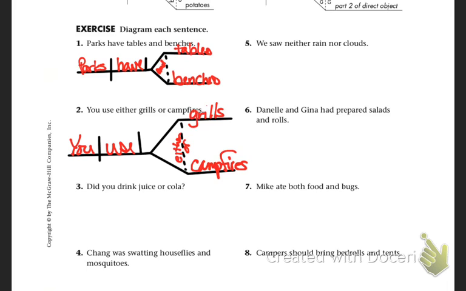Number 3, did you drink juice or cola? What do I need first? Your baseline. Okay, what's my subject? You. Why is it not did? Oh, because it's asking you. It's asking a question, isn't it? It's inverted, so you got to find the subject. What did you do? So I've got to have that subject predicate line. Not just drink, but did drink.